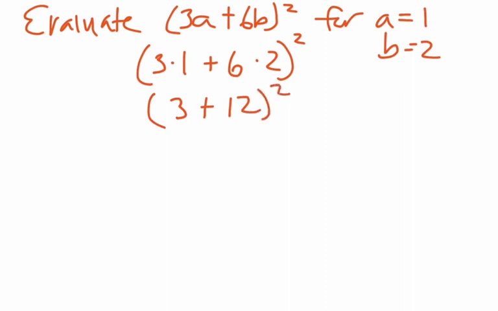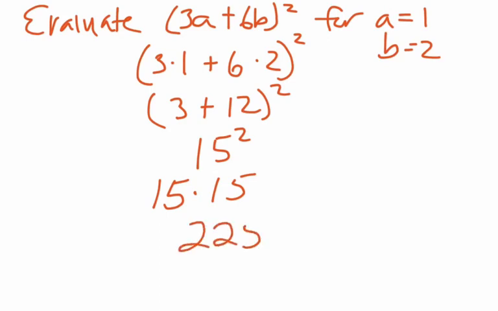So 6 times 2 is 12. And then 3 plus 12 is 15. Now, at that point, I don't need the parentheses anymore. You could keep them, but those parentheses aren't doing anything because there's only one thing in them. So once there's only one thing in it, you don't need them, and we can drop the parentheses off. And then, of course, engaging the definition of exponent, that would be read 15 to the second power, or 15 squared. And that means 15 times 15, or 225.